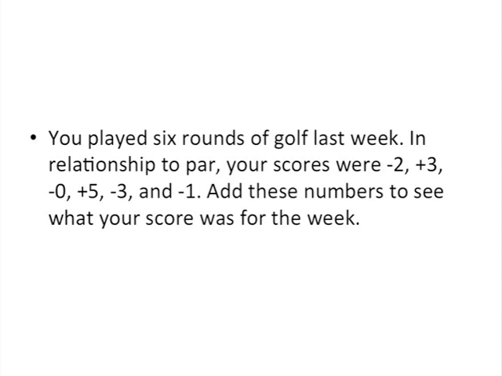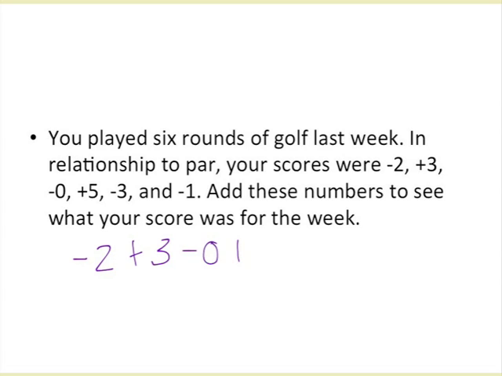You played 6 rounds of golf last week. In relationship to par, here were your scores. Add these numbers to see what your score was. Don't make this problem harder than it is. It just told you to add up the numbers. That's all it told you to do. So -2 plus 3 minus 0 plus 5 minus 3 minus 1. And what did we score for the week? +2. Okay, so we ended up scoring 2 over par. That's it. That's all it asks you to do is add them up. So don't make it harder than it has to be. Okay?